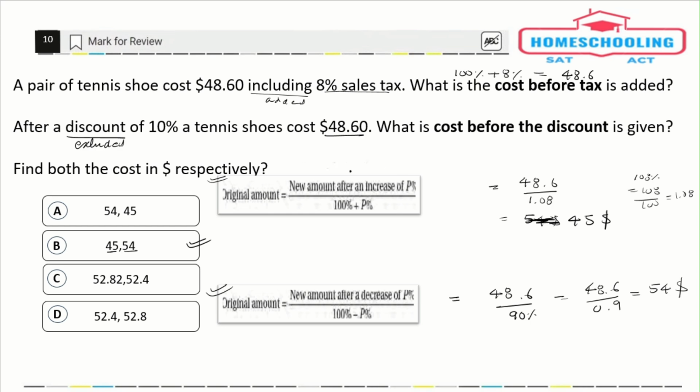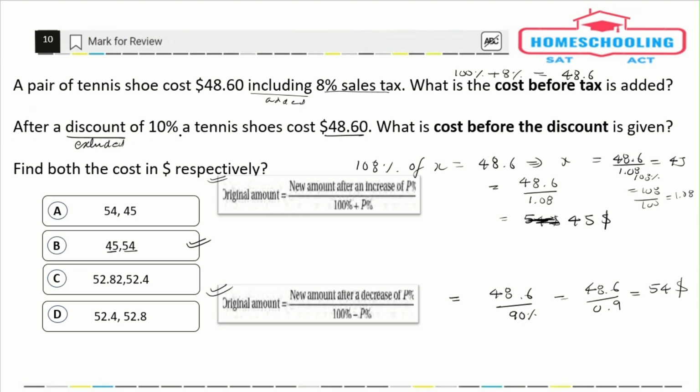See, we can also say that after including tax, 108% of x is 48.6. So if we solve for this one, we divide 48.6 by 1.08, and you will get the answer 45.